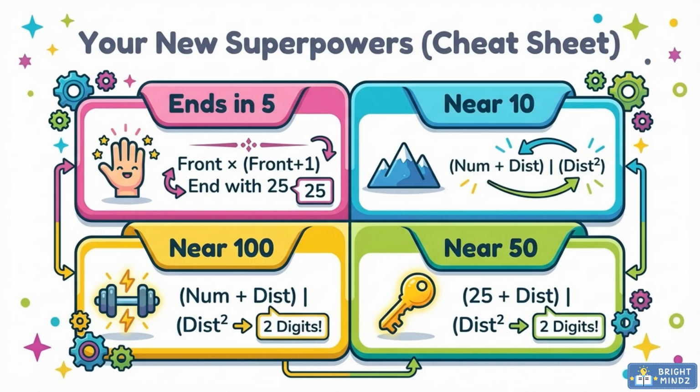Here's a quick reminder. For numbers ending in 5, multiply the front digit by the next number, then stick 25 on the end. For numbers near 10, 50, or 100, use the distance from the benchmark, adjust the main number, then finish with the distance squared as the back part.